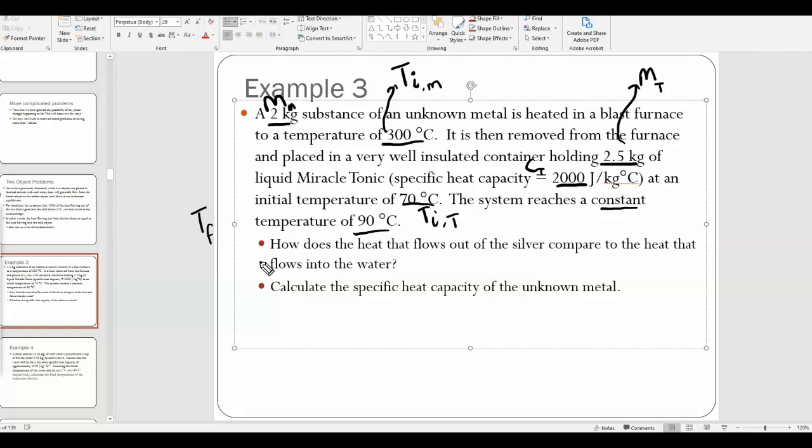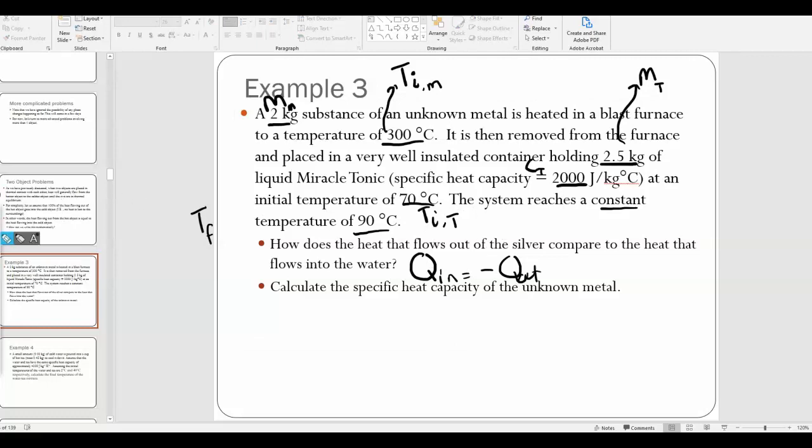All right, well, we just talked about this. We're going with the assumption that the heat flowing out of the hot object is equal to the heat flowing into the cold object. In other words, Q in equals minus Q out. That's the principle that we're going to use to solve this problem. All right, so what I'm going to do now is I'm going to take this equation, Q in equals minus Q out, and I'm going to expand it out using my Q equals mc delta T equation.